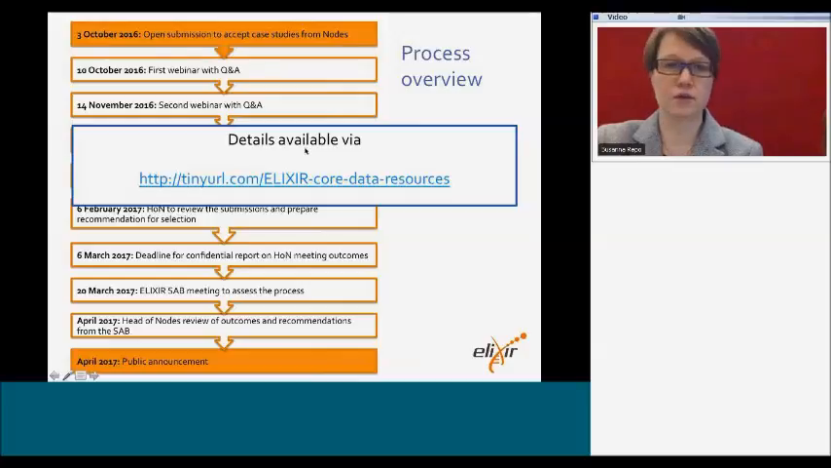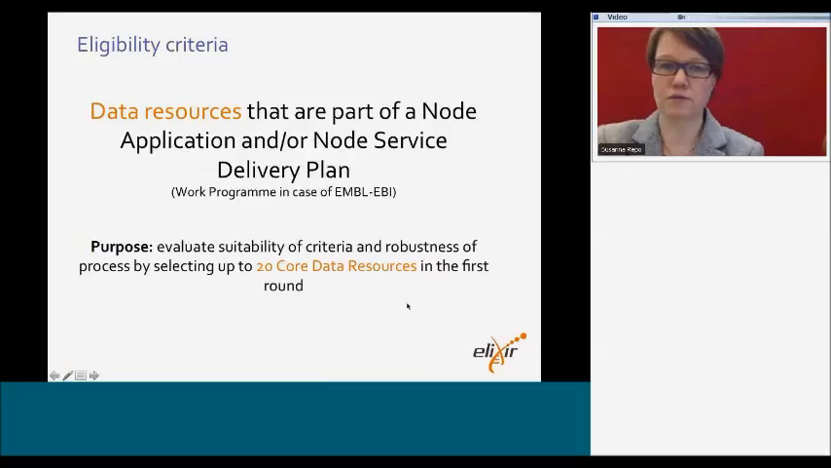So let's look at the process itself a little bit more. It's really important to consider the eligibility criteria of core data resources. First of all, I want to emphasize that it is about data resources. We do not consider other resources at this moment, so it's important to keep that in mind. Any candidate data resource that the node puts forward as a core data resource will have to have been included either in the node application or the node service delivery plan, or the work program in case of EMBL-EBI.